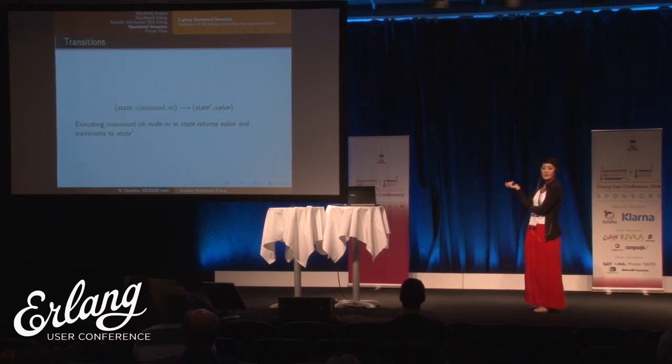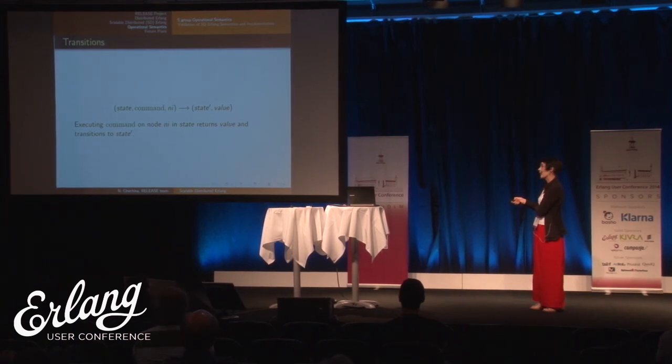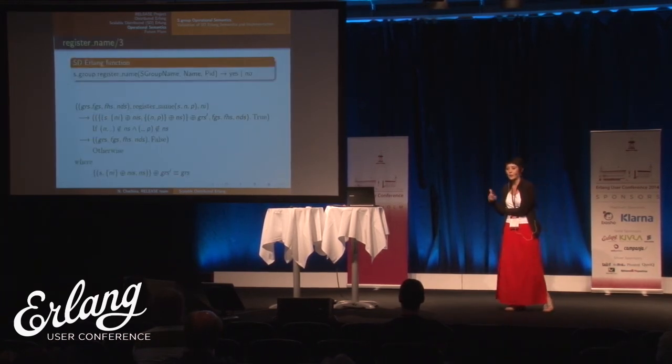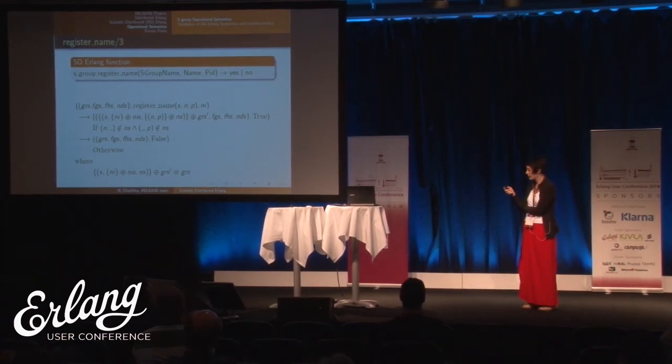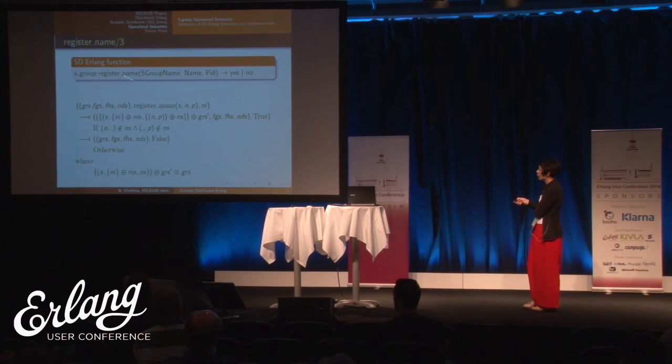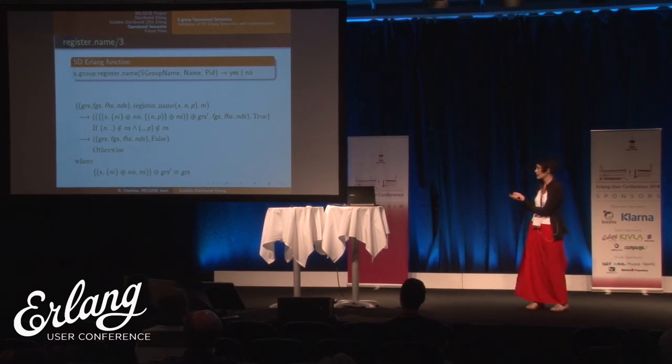So this is what our transition semantics looks like. We have an initial state. We apply a command on a particular node, and we get a new state and a value. Just to give a flavor of what's happening there and how we introduce that, I'll give a simple example with register name. We register a name in an S group, give it a name and a PID, and it's either registered or not registered.